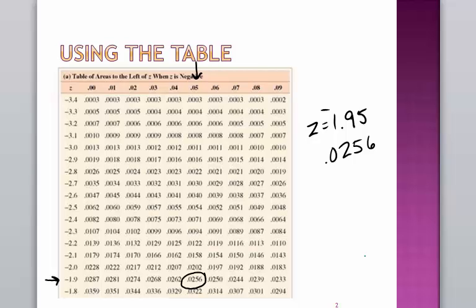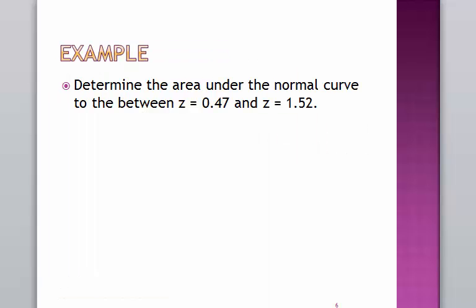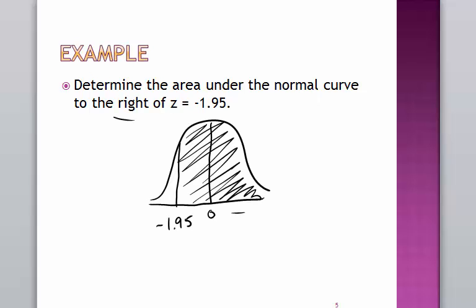All right, so let's take that back to our problem. And so we know that the area for negative 1.95 is 0.0256. And we also know that when we look up an area in the table, we're finding the area to the left of the z-score that we looked up. So what we have found when we found 0.0256 is this area right here.